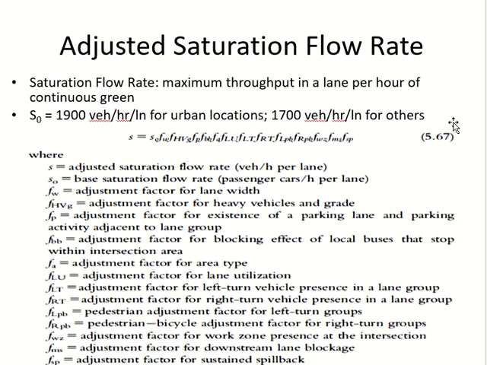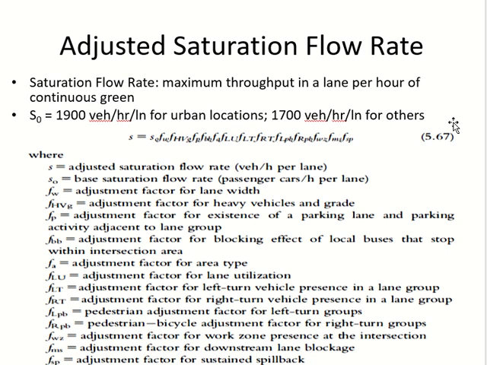Okay. So what are these adjustments? S0 is the base value. The base value you get, and then you multiply all the factors with the S0. What are these factors? The first factor is for lane width. The second factor is for heavy vehicles and gradient.